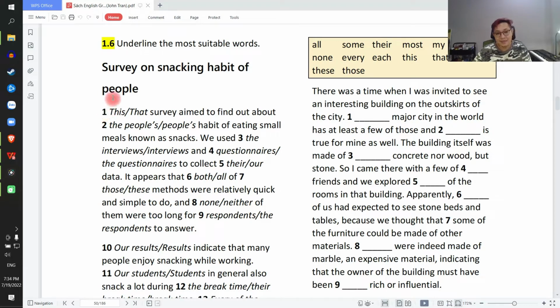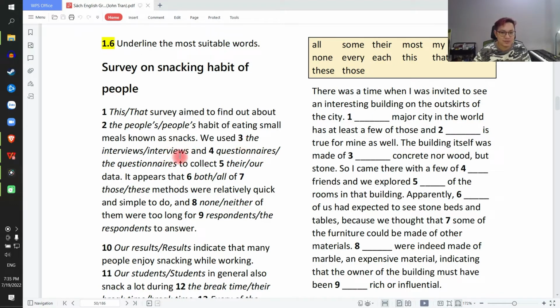Survey on snacking habits of people. This survey aimed to find out about people's habit of eating, habit of eating small meals, of eating small meals known as snack. It's known as snacks.